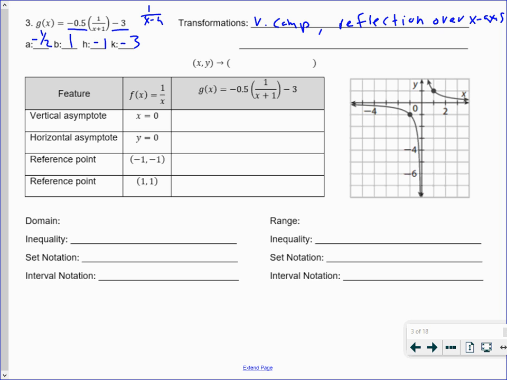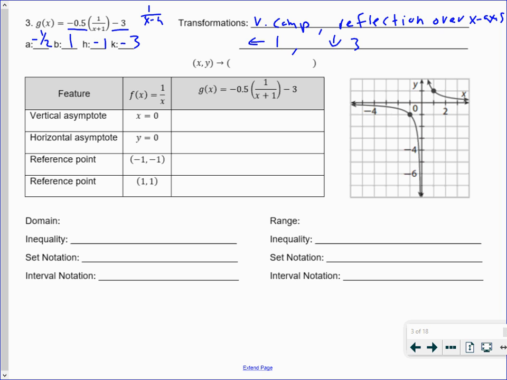Our h is negative 1, so that tells me we have a horizontal translation to the left by 1. And then our k is negative 3, so that tells me we have a vertical translation down, or a slide down, by 3. So our transformations: we have a vertical compression, a reflection over the x-axis, we're being shifted to the left by 1, and we're being shifted down by 3.